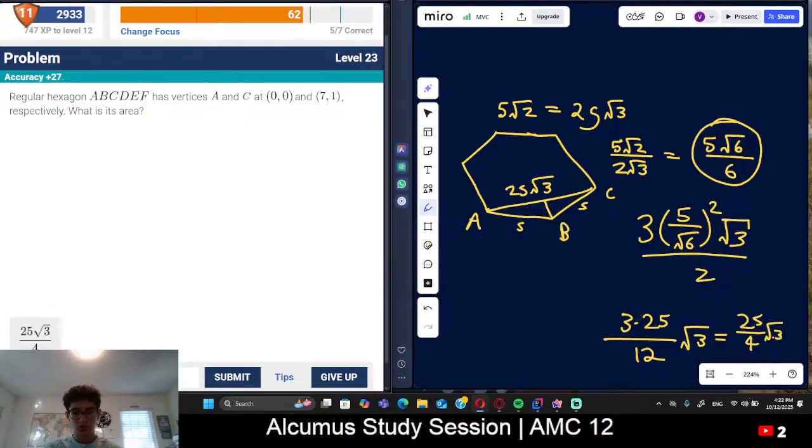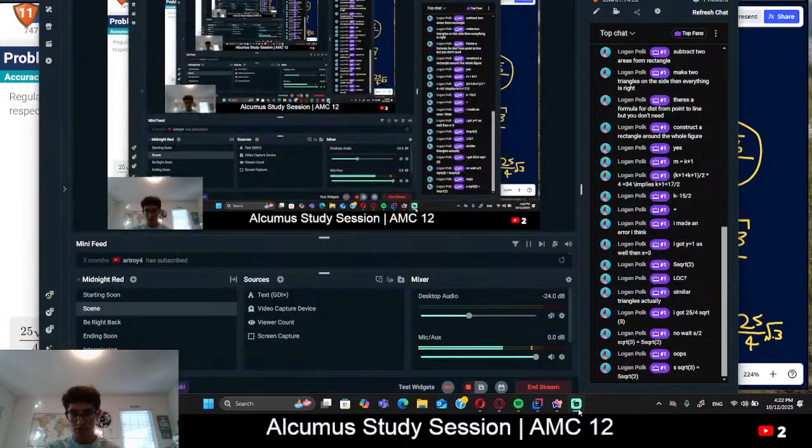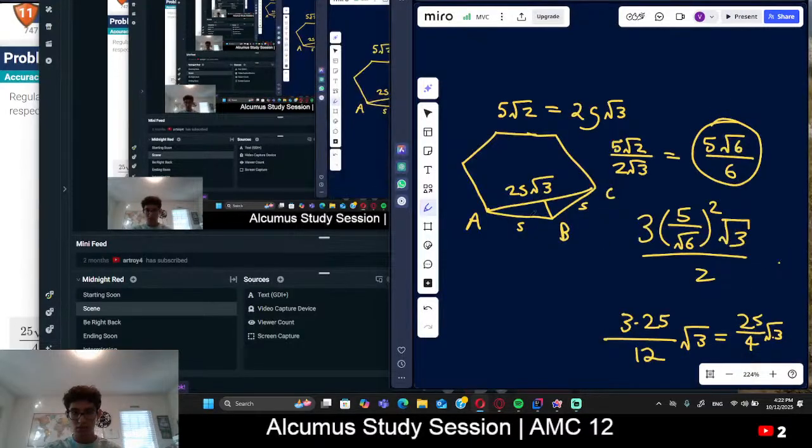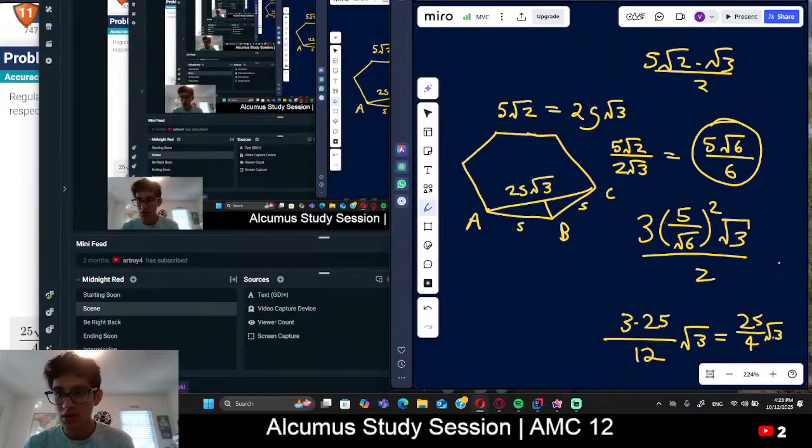Okay, wait, I'm sure you're right because there shouldn't be any. Oh, it's not 2s root 3. You're saying it's just s root 3. I see. Okay, yeah, that makes sense. So then it'll all get multiplied by, wait, s root 2. Yeah, it'll just be s root 3. So you're right. It's 5 root 2 times root 3 over 3.